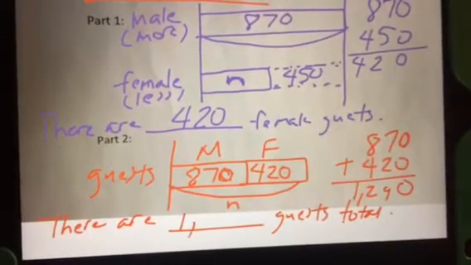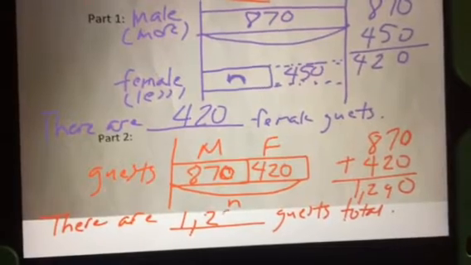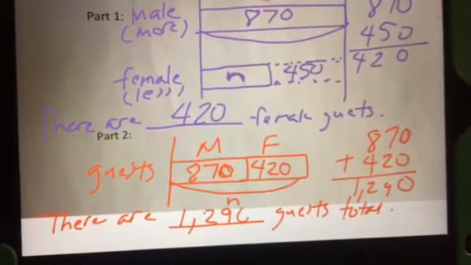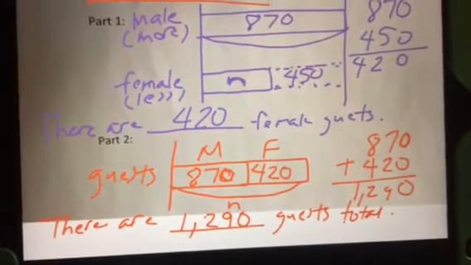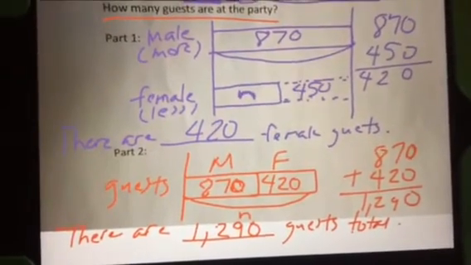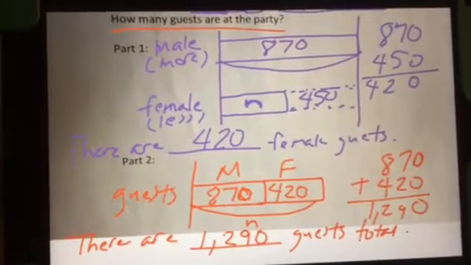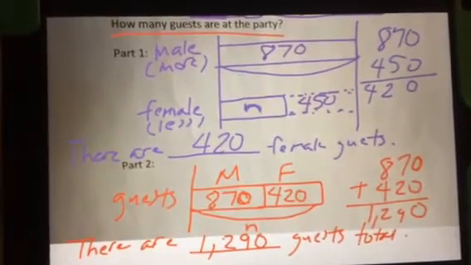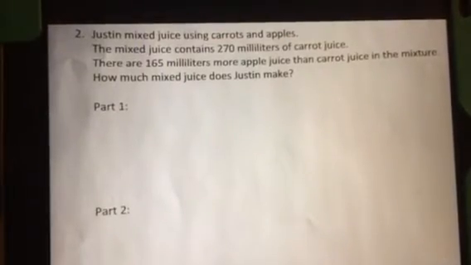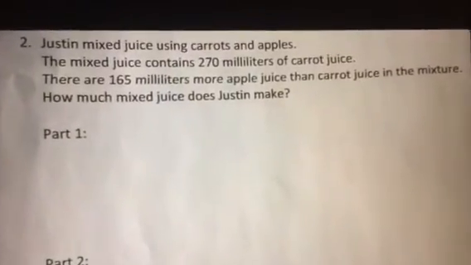Okay, so the total number of guests are 1,290 guests total. Step number 8, does this make sense? Yes, it does, because when you have the male and the female together, you get the larger number of 1,290. Okay, the next one, step number 1, read the problem.